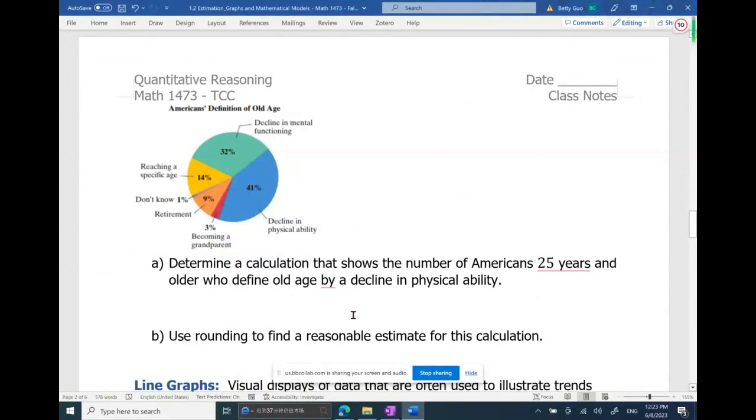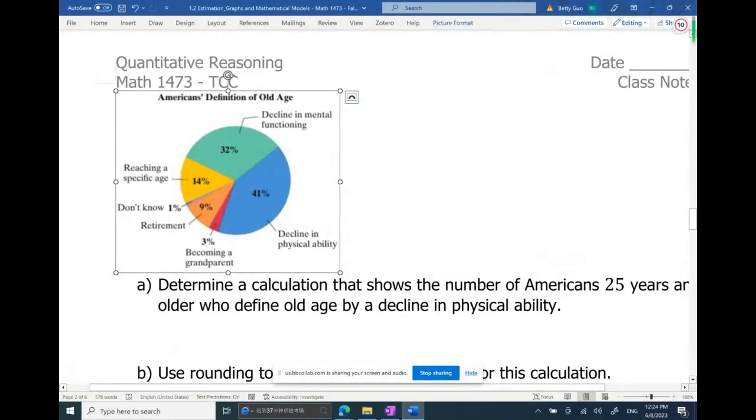Part A, determine a calculation that shows the number of Americans 25 years and older who define old age by a decline in physical ability. So to understand a question involving graphs, we need to take time to understand the graphs, right? This graph is a pie chart. As you can see, the pie is divided into different sections with different colors. And this is 32% in green, 41% in blue, 14% in orange, and so on, yellow, and so on, right?